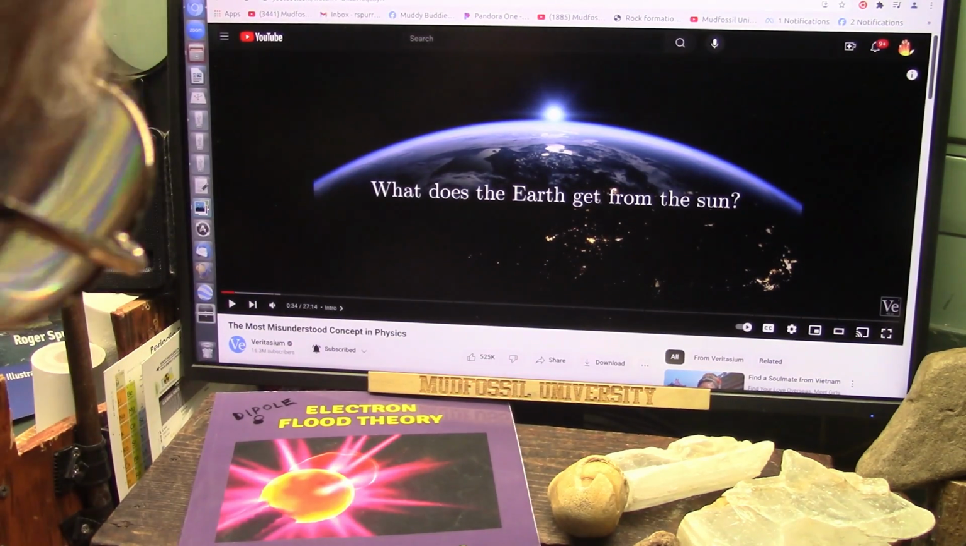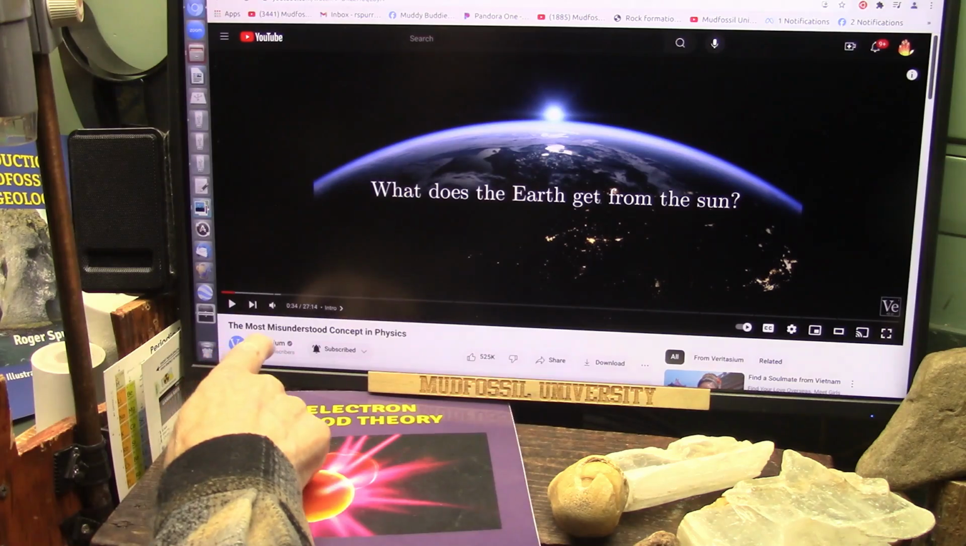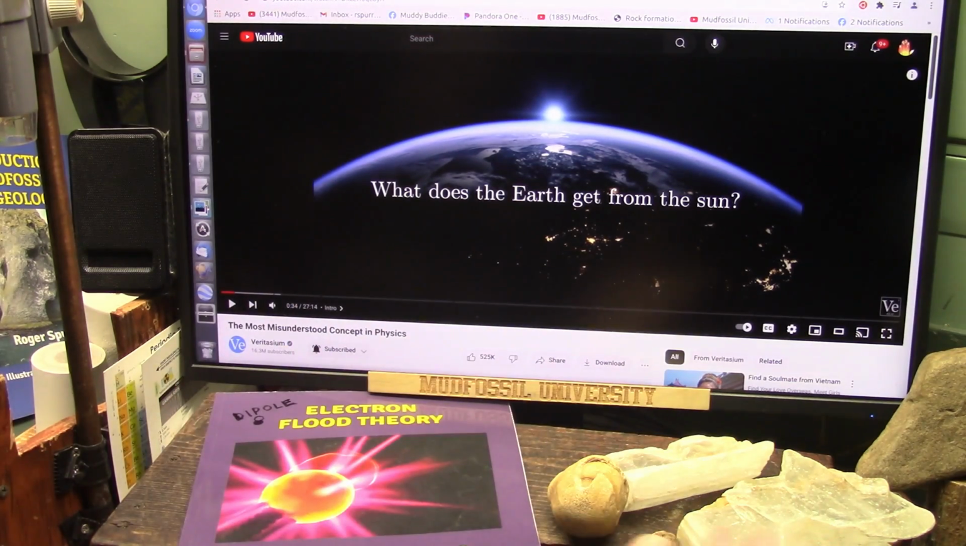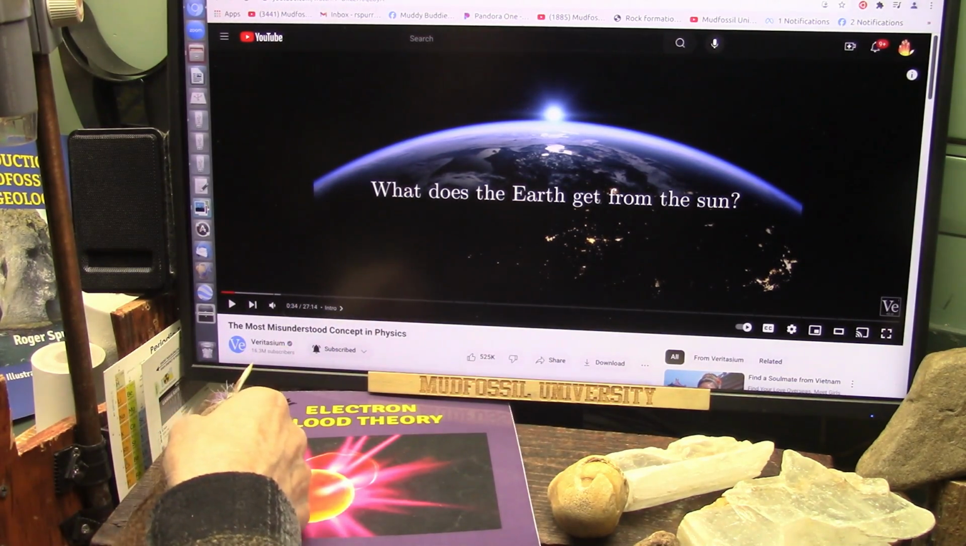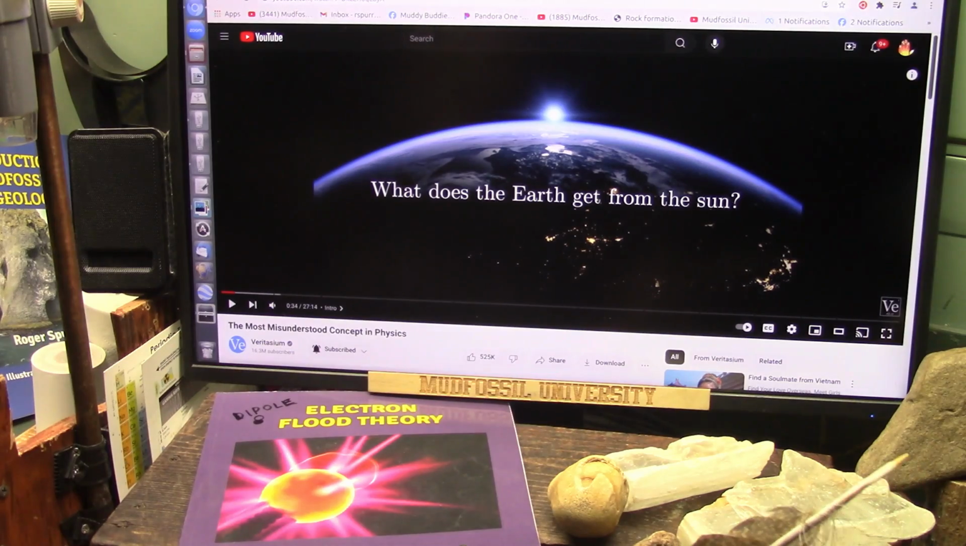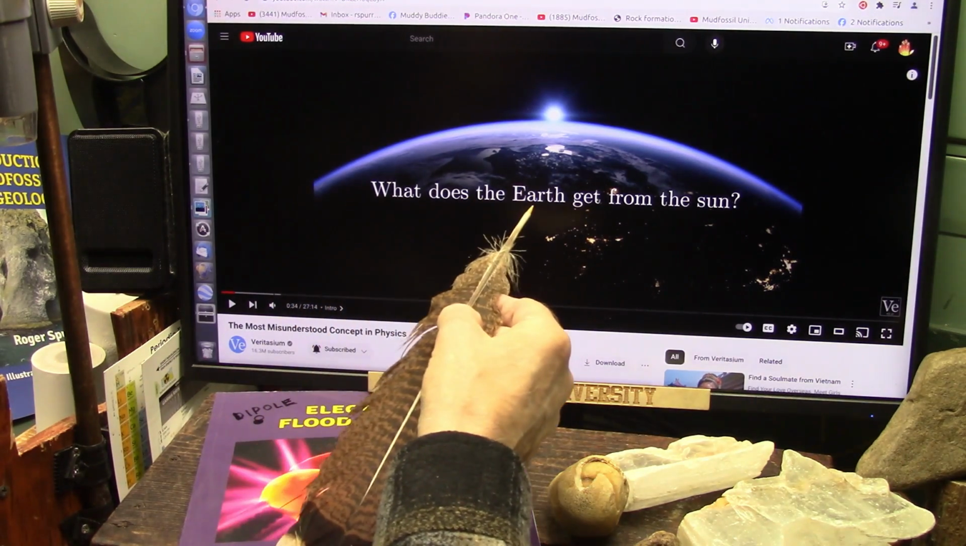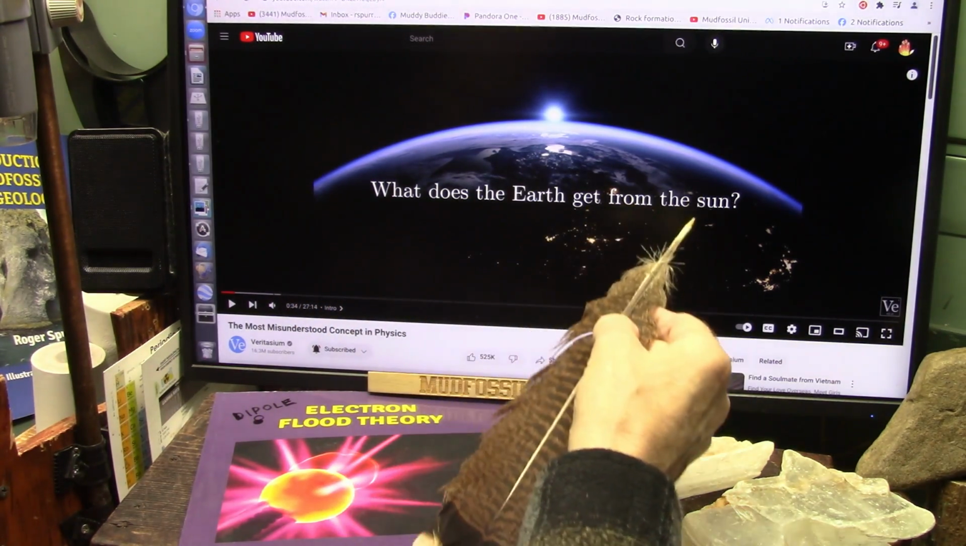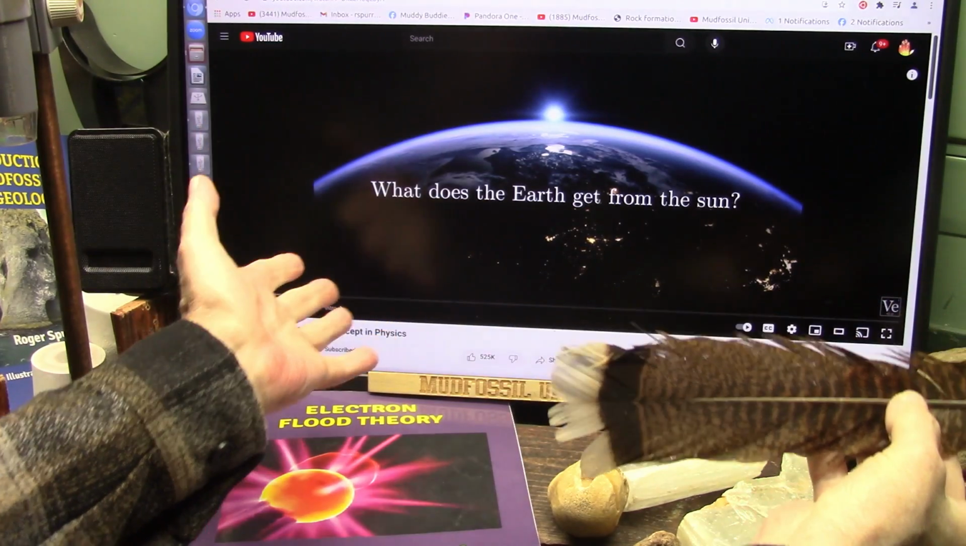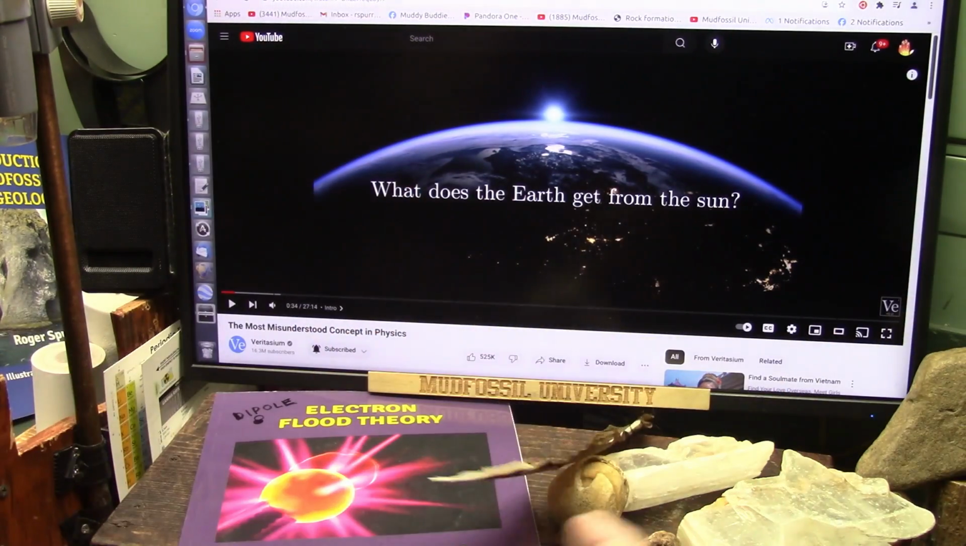This is fabulous. This is the most misunderstood concept in physics. This is Veritasium, 16.3 million subscribers. What does the Earth get from the sun? Sunlight. Well, what is sunlight made out of?